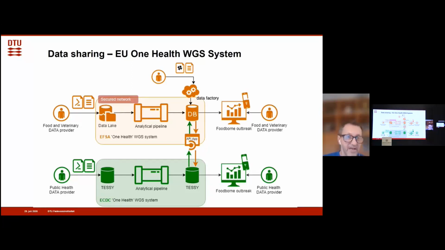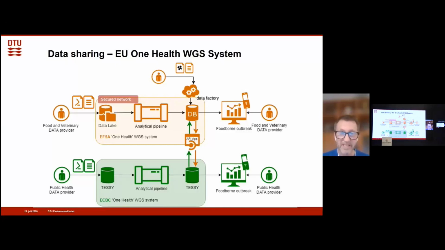But basically, there are two systems. There's a public health system, and then there's a food and veterinary system. So the data provider would, if it's a food or veterinary lab, submit data to EFSA. And if it's a public health lab, they would submit data to ECDC. And then these two organizations would host all the data and protect it from being exploited. So basically, all the data are in these systems.